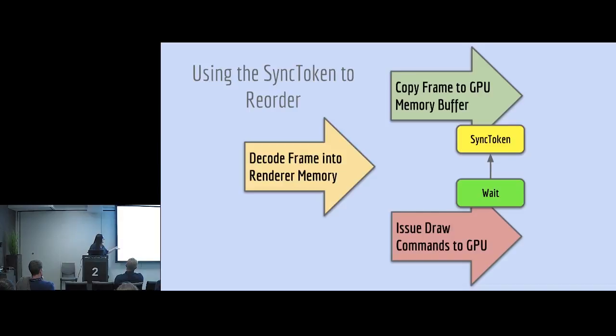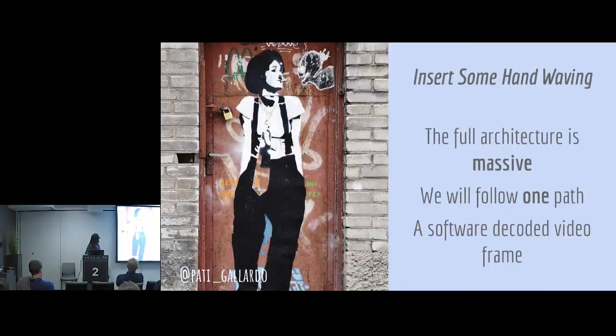So in this case, you will have this sync token that you have to carry around to make sure that you are waiting for the frame to be available on the GPU before you issue to draw it. I will show a lot of diagrams for this, and you don't really have to care unless you want to read the slides later about the details, but it's basically to show this process.